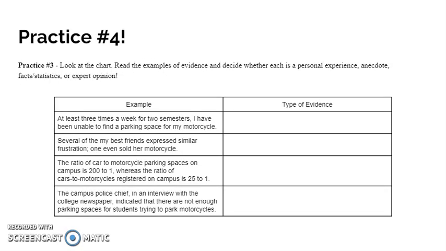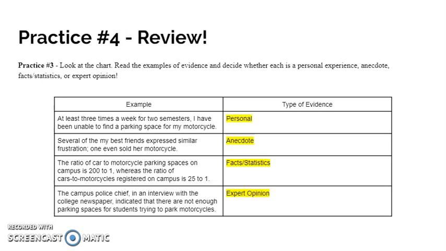Let's practice. Take a look at the chart, read the examples of evidence, and decide whether each is a personal experience, anecdote, facts or statistics, or an expert opinion. Pause the video and check back in when you're done. Practice 4, review. Let's look at the chart. Personal experience is number 1, anecdote number 2, facts, statistics number 3, and expert opinion number 4.